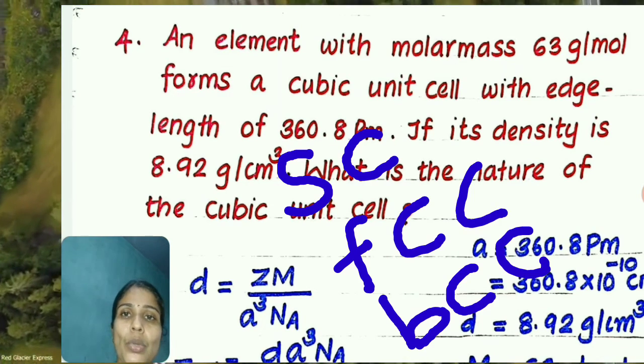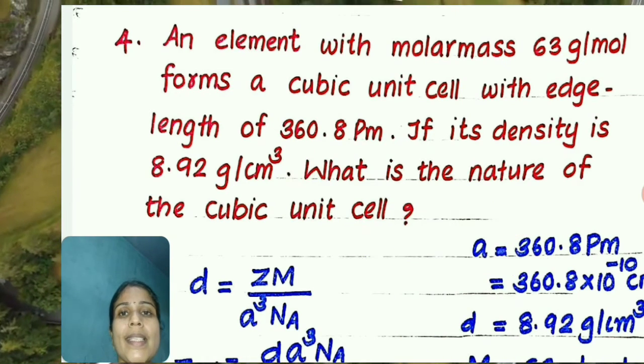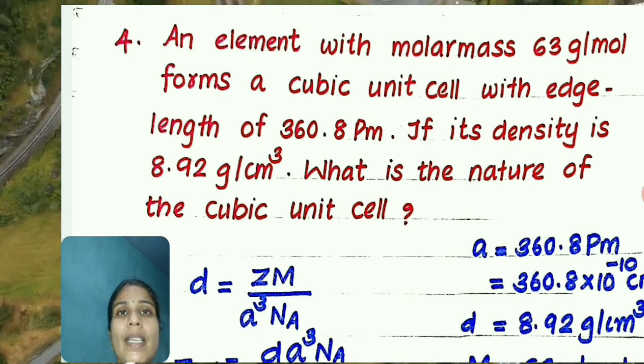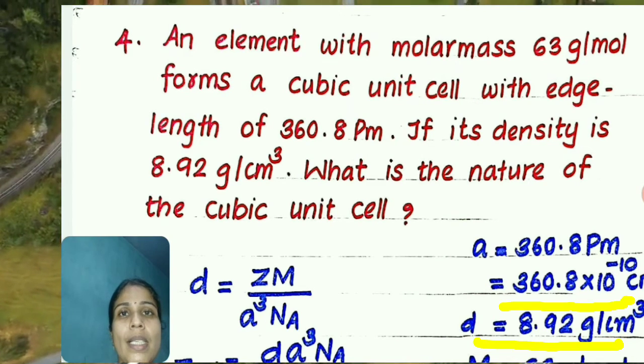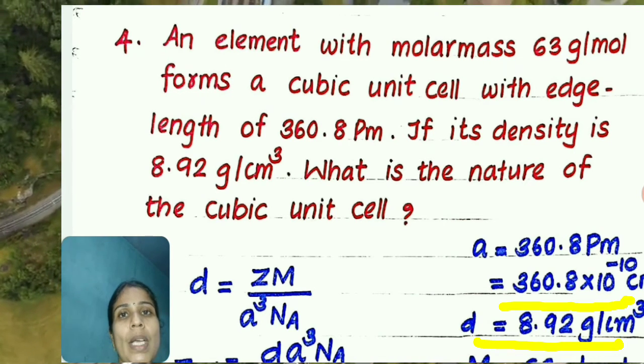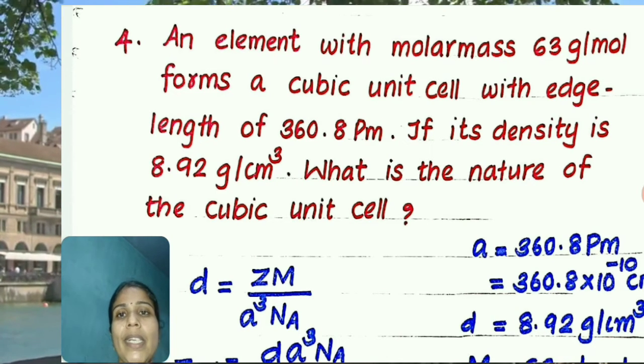We need to find out whether it is a simple cubic, face centered or body centered cubic. That is the question we find out here. The edge length is given, 360.8 picometer. Density is given, 8.92 gram per centimeter cube. Then the nature of the cubic unit cell we find out from the given data.